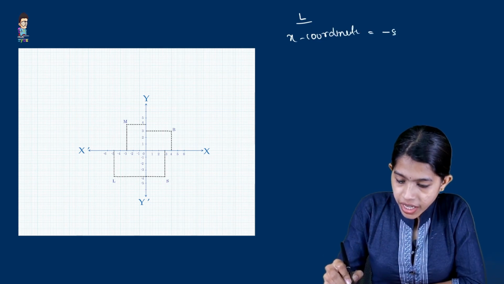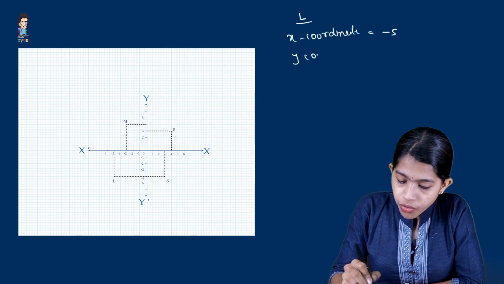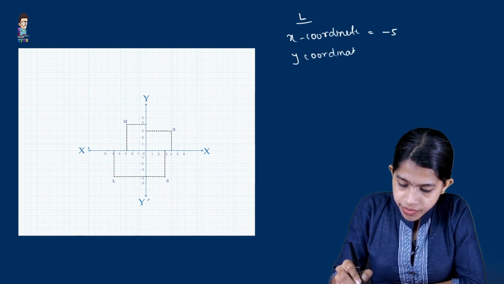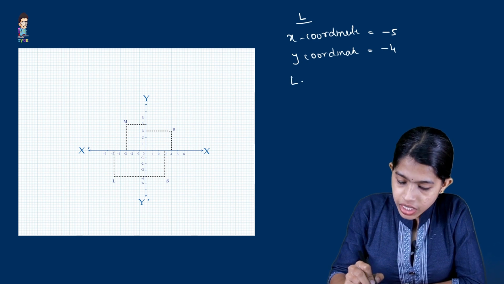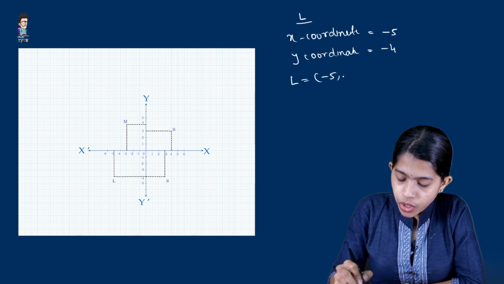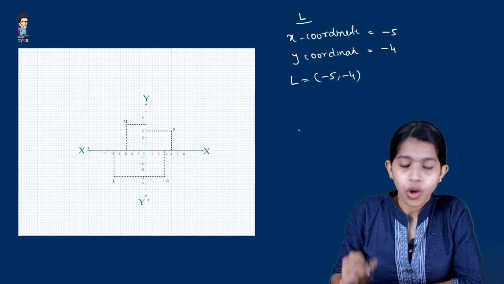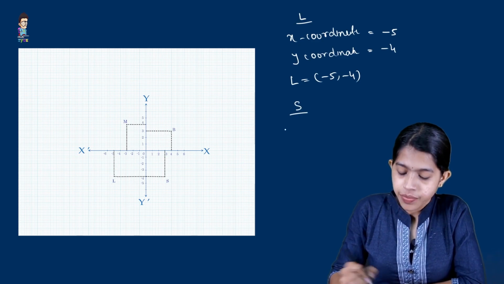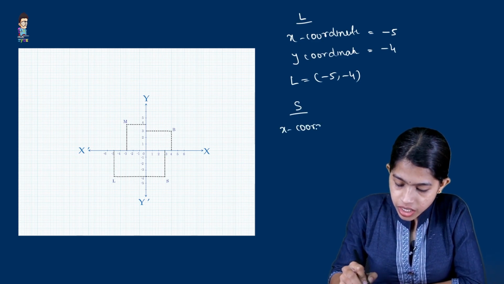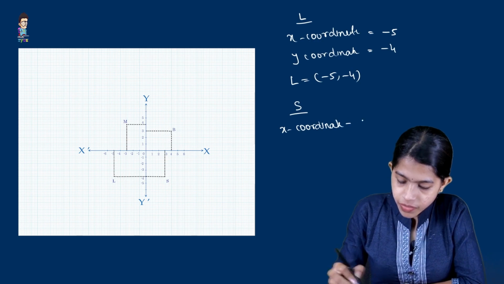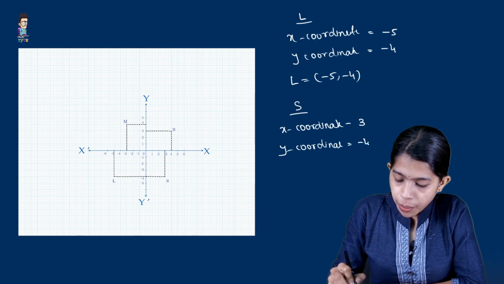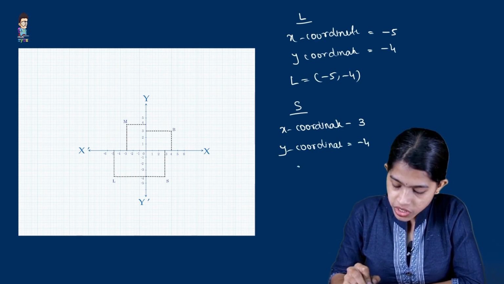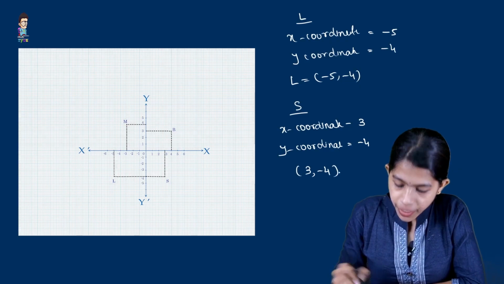Which is equal to -5 and y coordinate is equal to -4. So, its position L is equal to -5, -4. Now, consider the point S and its x coordinate is 3. What is the y coordinate? Which is equal to -4. So, its position is 3, -4.